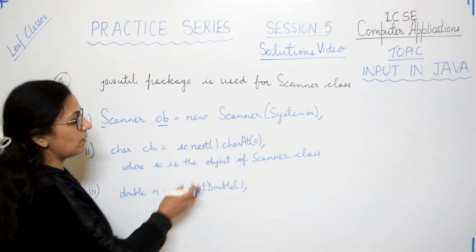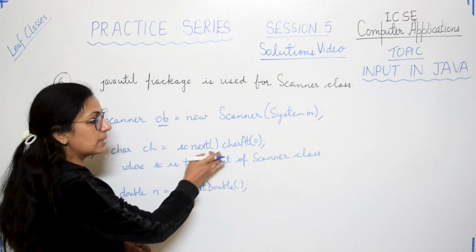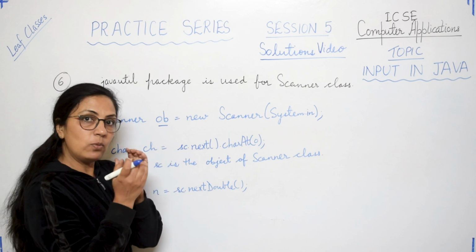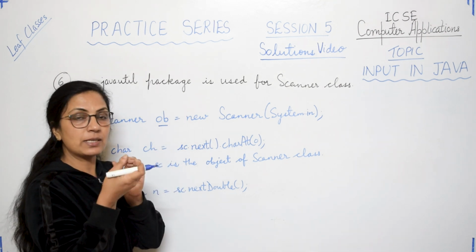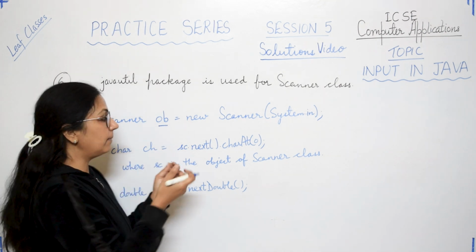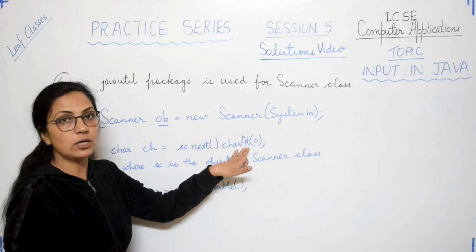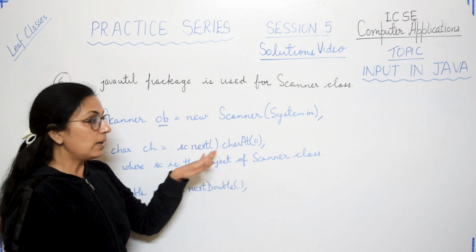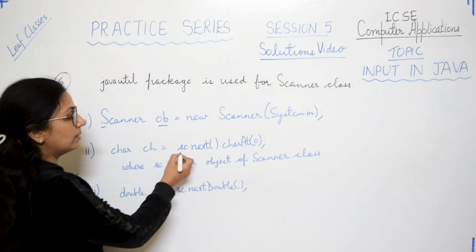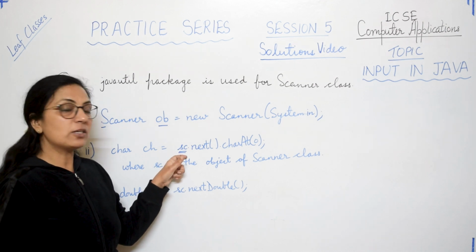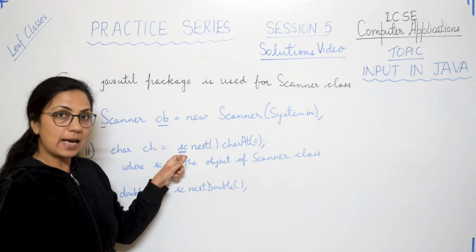In the previous question we have done that next is the function which is used to input a word. So from a word a character has to be extracted. That is the first character. So sc.next().charAt(0), this is the function which is used to input a character value, and this sc I have written here. So this can be any object name which you have created for the scanner class.